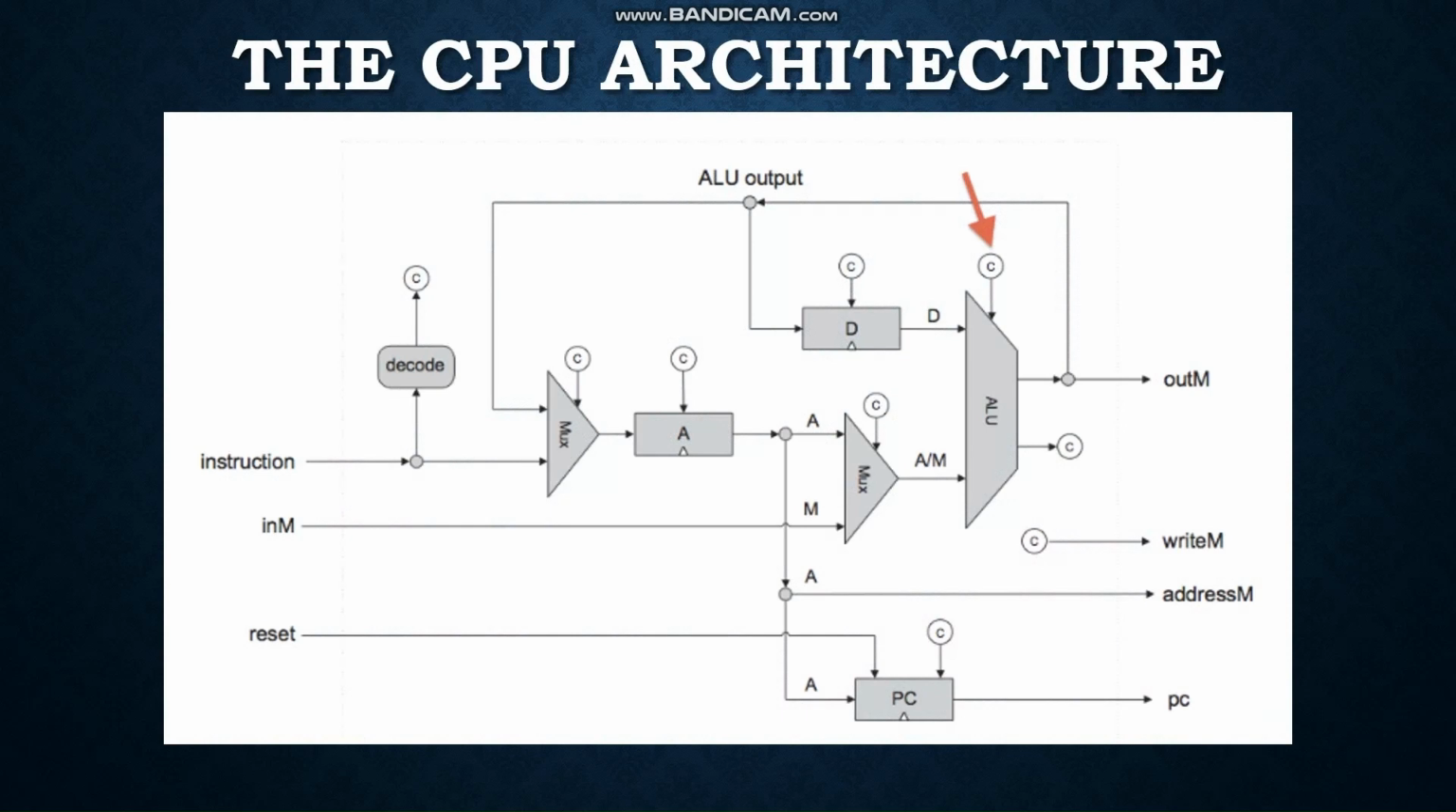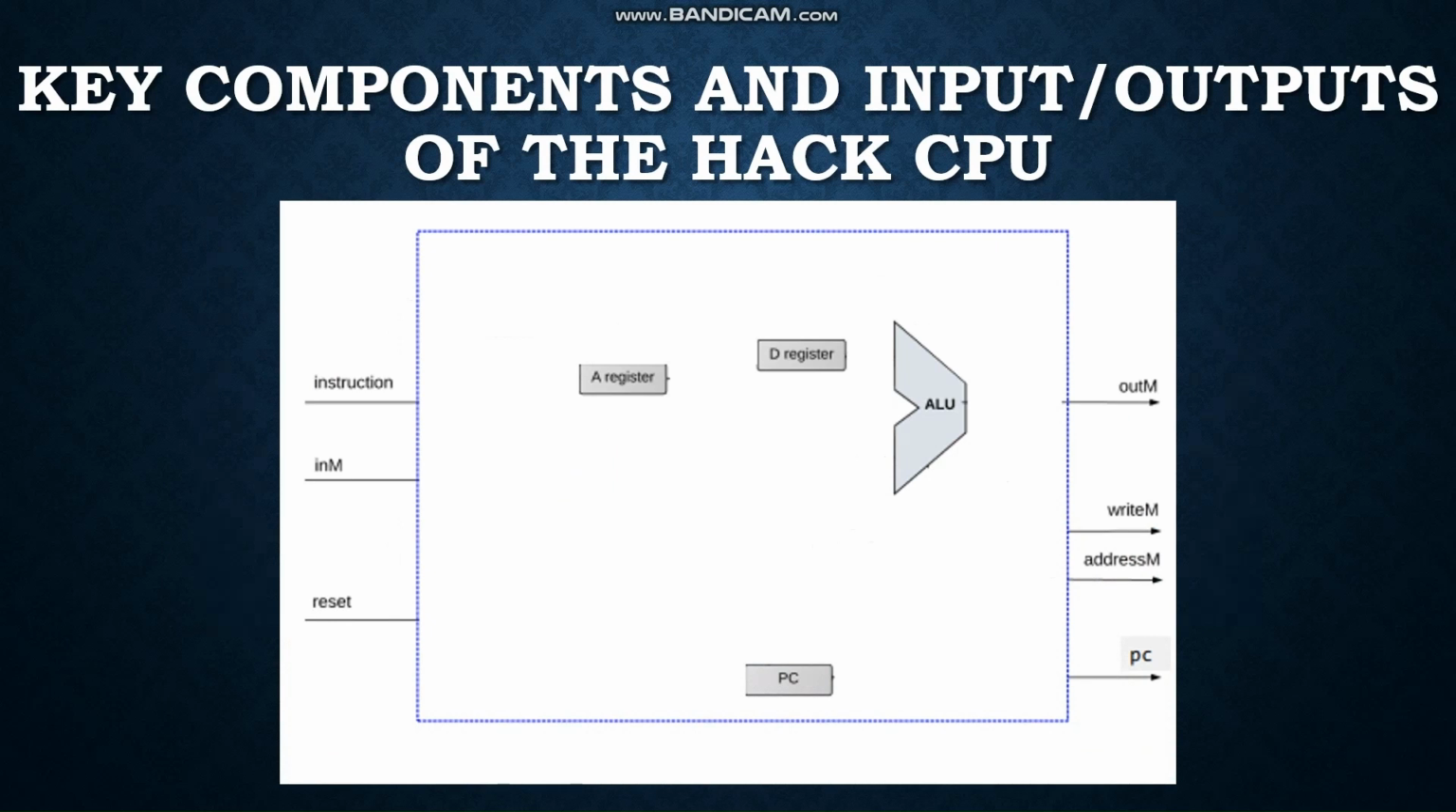HDL code. The CPU is made up of a number of logic gates, including a multiplexer, ALU, A register, and D register. These are the key components and input and outputs of the devices inside the CPU. So that we have discussed so far. So the main question is how to interconnect them to make the CPU operate as required.